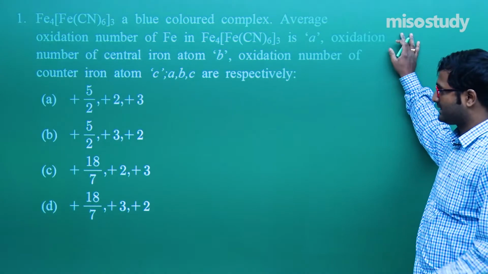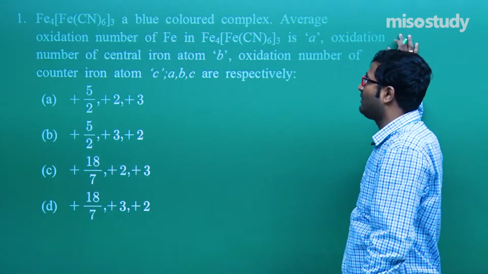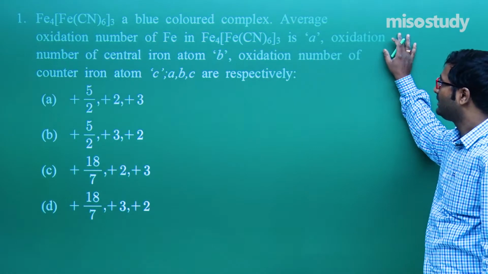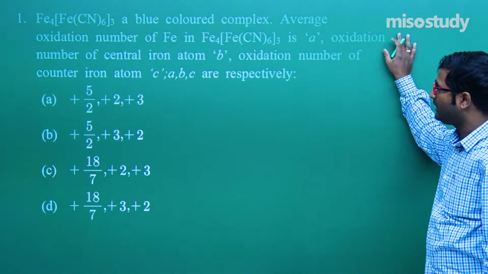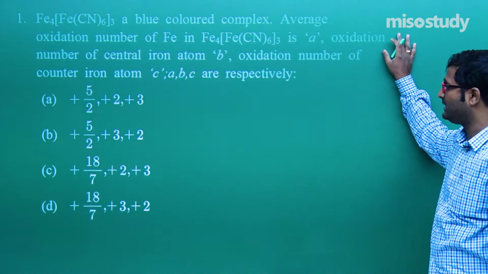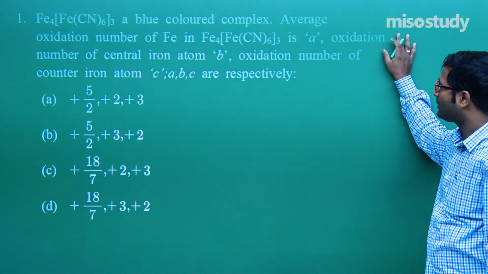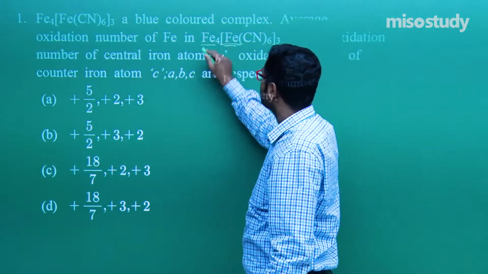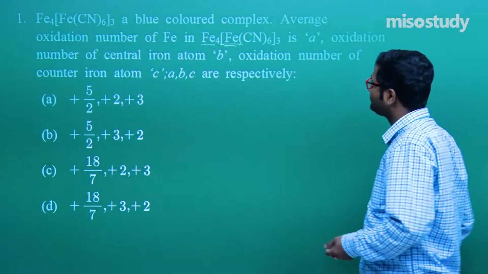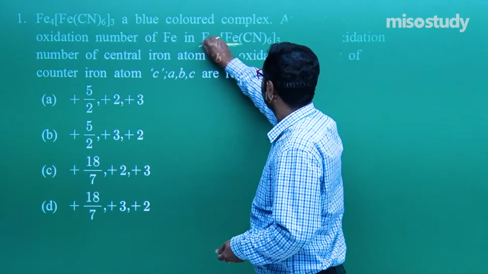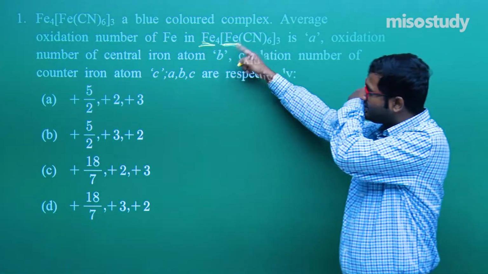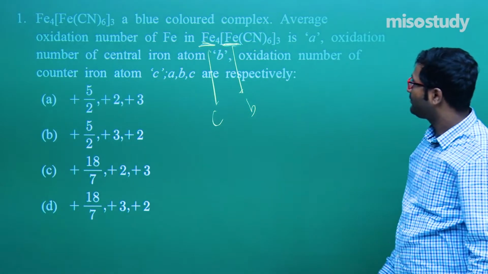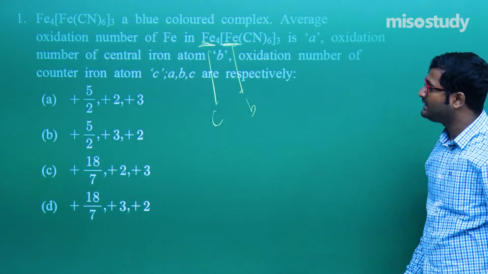A blue colored complex, Fe4[Fe(CN)6]3. In this blue colored complex, the average oxidation number of Fe is A. The oxidation number of the central iron atom is B. And the oxidation number of the counter iron atom, this one is central and this one is counter, that is, this one is B and this one is C. We have to find out the values of A, B, C respectively.